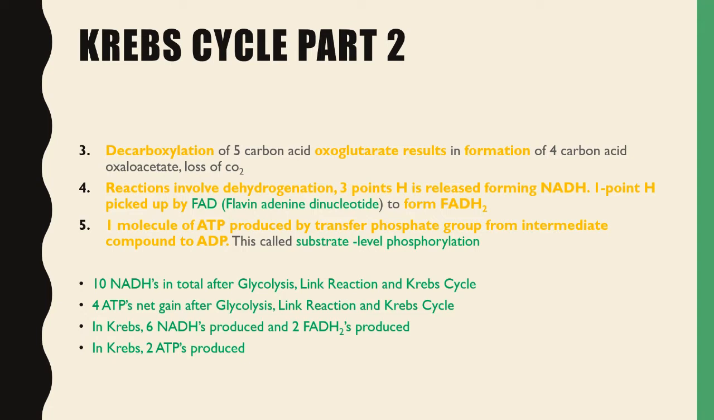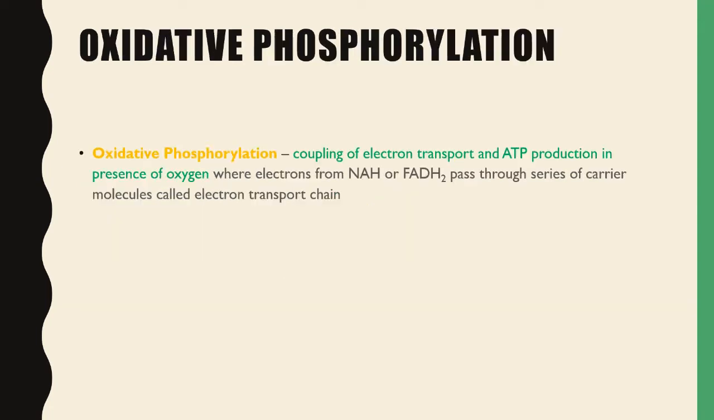So in total, at this point, we have 10 NADHs in total after glycolysis, the link reaction, the Krebs cycle. We have 4 ATPs and a net gain after glycolysis, the link reaction, the Krebs cycle. And in the Krebs cycle, we have 6 NADHs produced and 2 FADH2s produced, and we have 2 ATPs produced, and this is because the 2 acetyl-CoA molecules will go around.